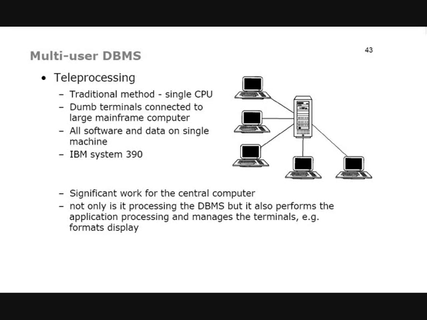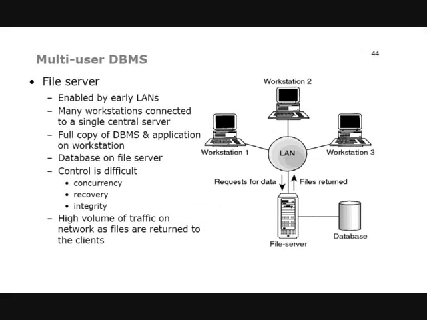The problem, of course, is that in that particular model, the central computer is doing a lot of work, where the dumb terminals are not doing any work at all. So that is not going to be very good as an extensible architecture, because you are relying on one CPU doing all the work. So the next thing that happened was a file server architecture, where, as we started to have the early local area networks, they moved to this type of architecture, where you have many workstations connected to a single central server.